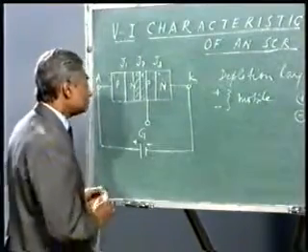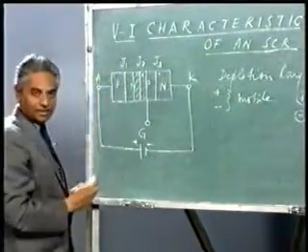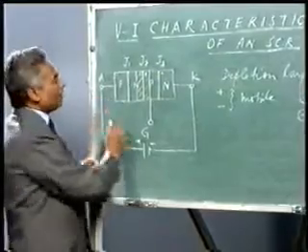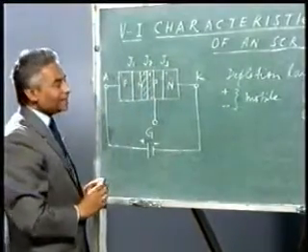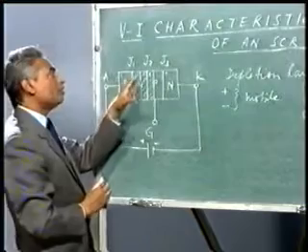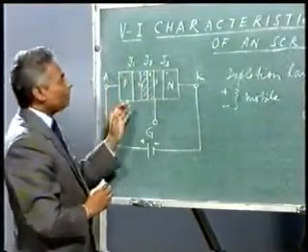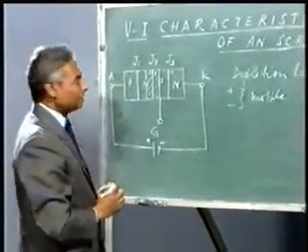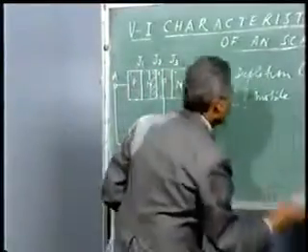That means if I can destroy this depletion layer by some method, we can make this device conduct. Let us see, and the method by which you are going to destroy this depletion layer will be known as the triggering of the device. Let us see.